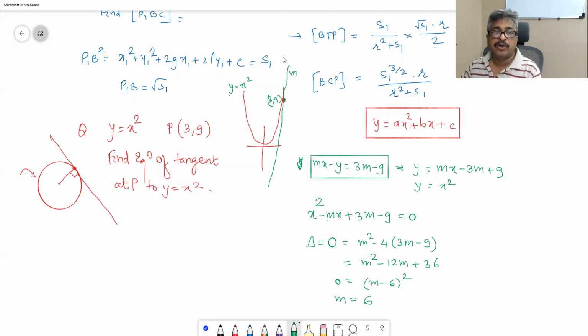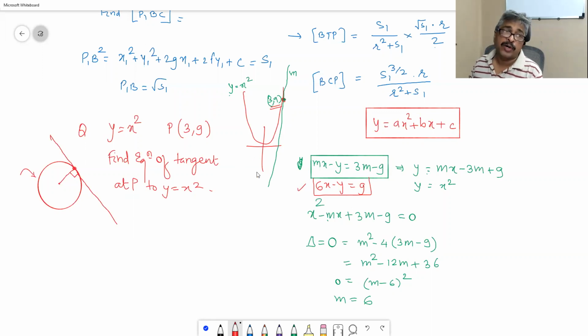By putting this value of m back into this equation, we get equation of tangent. And equation of tangent is 6x minus y is equal to 18 minus 9, which is 9. You can cross check whether this point is on this line or not. 18 minus 9 is 9. Yes.